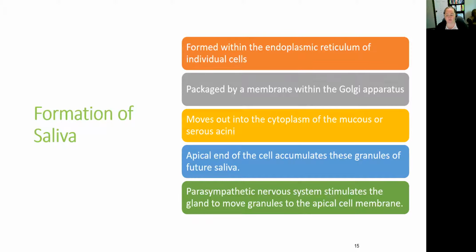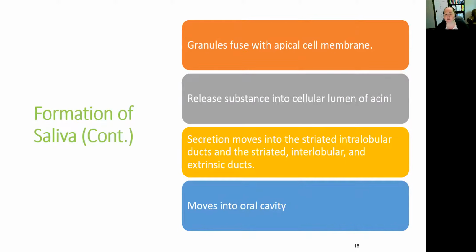Then the parasympathetic nervous system stimulates that gland to move those granules to the apical cell membrane and eventually squeeze them out. So those granules fuse with the apical cell membrane, and then they release substance into their lumen, the hole of the acini. The secretions, and remember, there's many of these acini around there. So this is all happening at once. It's not just one little one creating it. It's all happening at once.